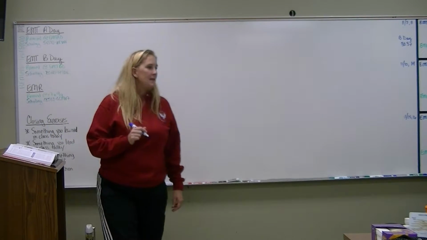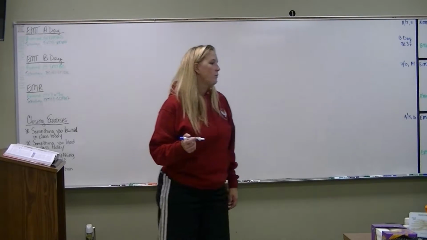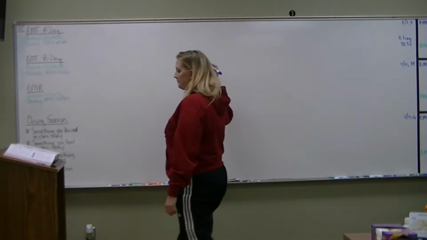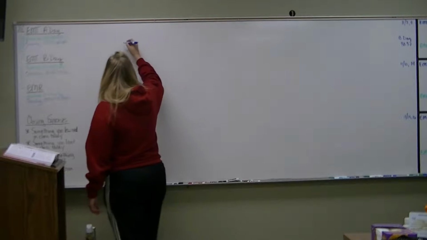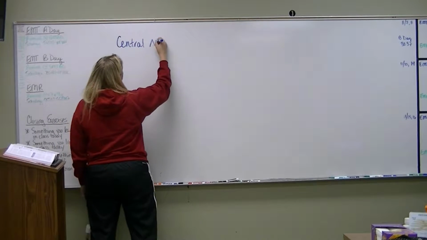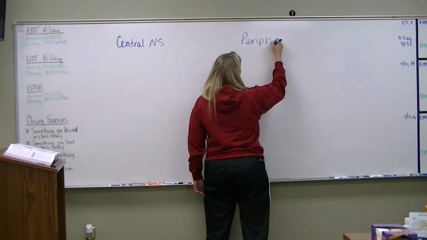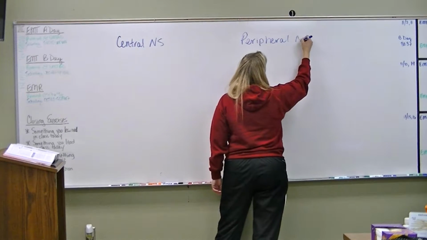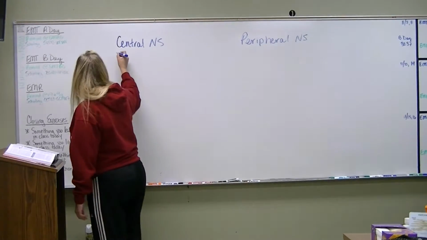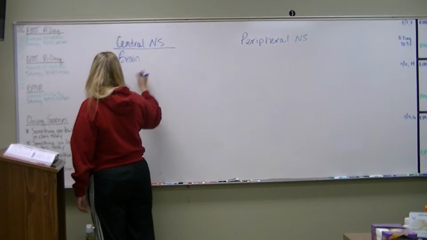Nervous system. Now, the nervous system is split into two basic parts when we talk about the anatomy of the nervous system. What are those two parts? Central nervous system and the peripheral nervous system. What are the parts of the central nervous system? Brain and spinal cord. The brain and the spinal cord.